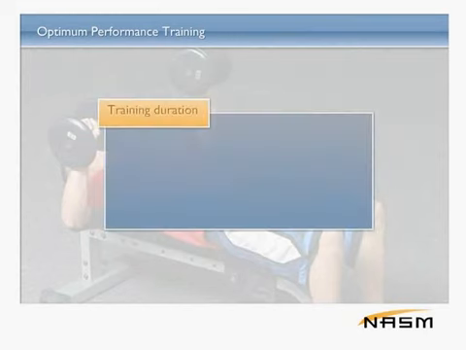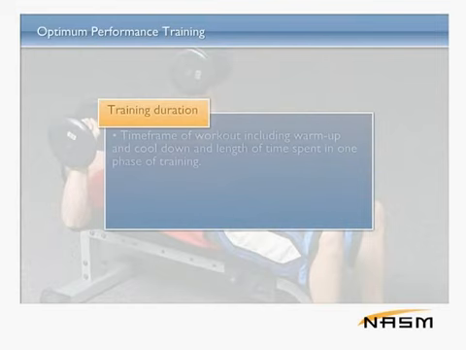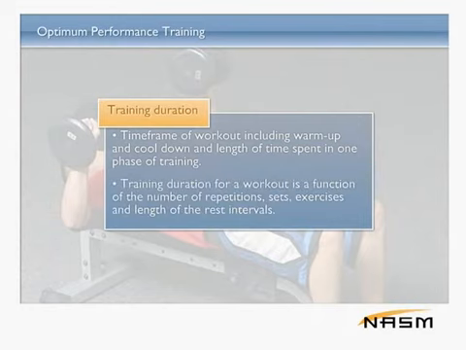Next is training duration. Training duration has 2 prominent meanings: the time frame of a workout, including warm-up and cool-down, and the length of time spent in one phase of training. The training duration for a workout is a function of the number of repetitions, number of sets, number of exercises, and the length of the rest intervals.